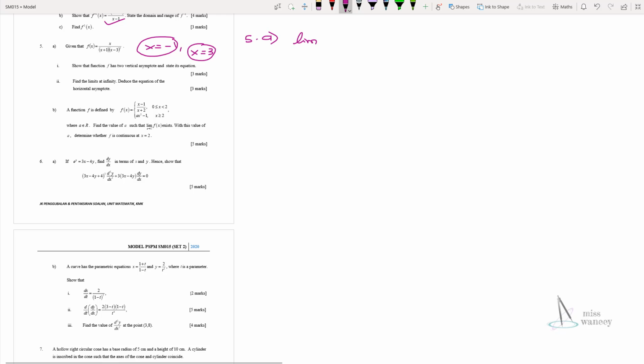So firstly, let us calculate the limit as x approaches negative 1 of x over x plus 1, x minus 3 squared. Okay, so we need to approach from either the right hand side or the left hand side. In order to check your vertical asymptote, you need to make sure that when you approach negative 1, from either the right hand side or the left hand side, we are going to get some infinity.